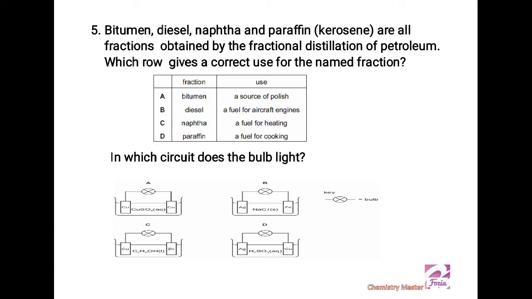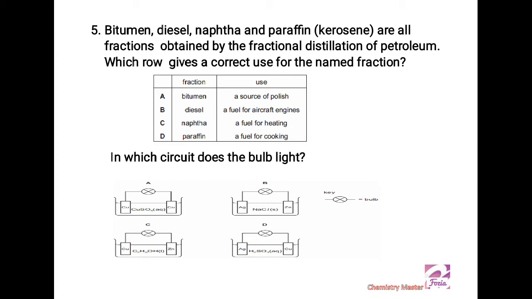To command this topic, which is taken from chapter number 21, you see there is a table on page number 418 to tell you about the names of the fractions or products and their boiling ranges and number of carbon atoms and their uses. When you read it, when you learn it, you will know which is the correct answer. Bitumen, you know what is bitumen?